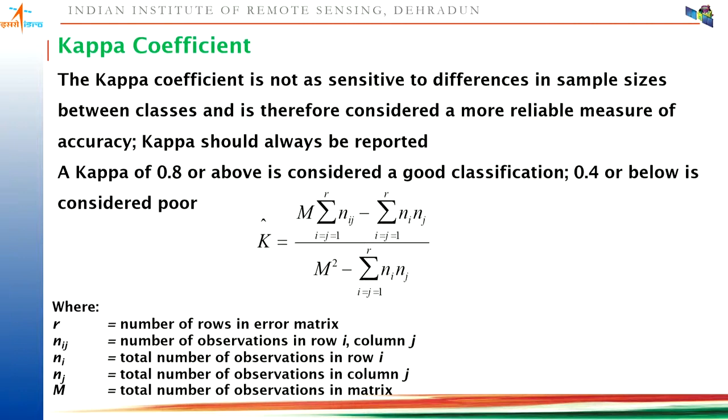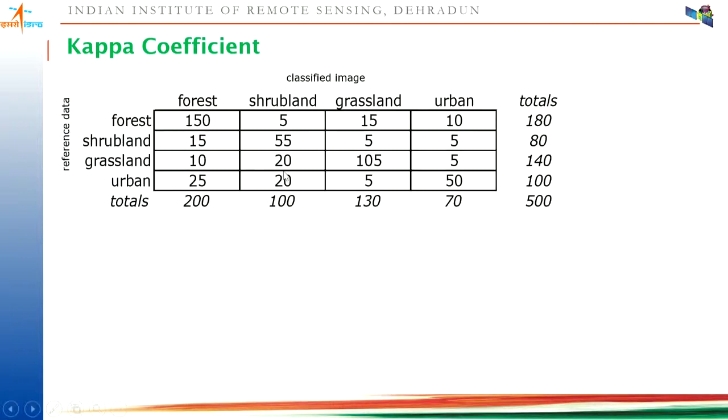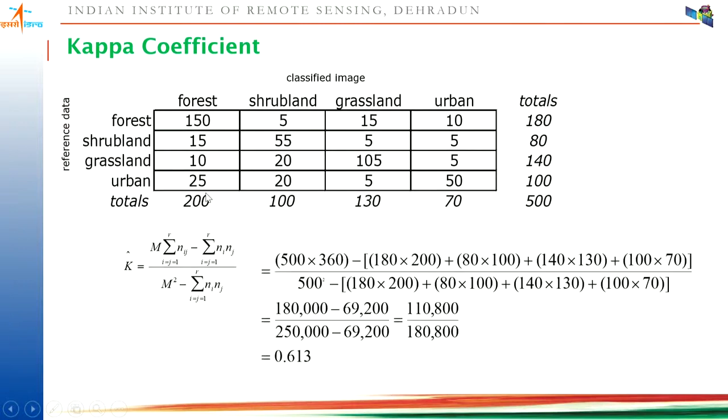Number of observations in row and column, total number of observations. How many are there? Minus 180 into 200. That means row total multiplied by column total, and so on, divided by 500, which is the total number. Square of 500 minus the same thing, row total multiplied by column total, and so on. So this gives me the kappa coefficient.